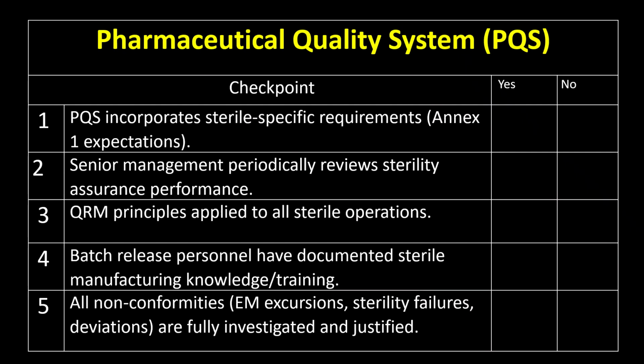For pharmaceutical quality system, that is PQS. PQS incorporates sterile specific requirements as per Annex 1 expectations. Senior management periodically reviews sterility assurance performance. QRM principles applied to all sterile operations. Batch release personnel have documented sterile manufacturing knowledge or training. All non-conformities like EM excursions, sterility failures, deviations are fully investigated and justified.